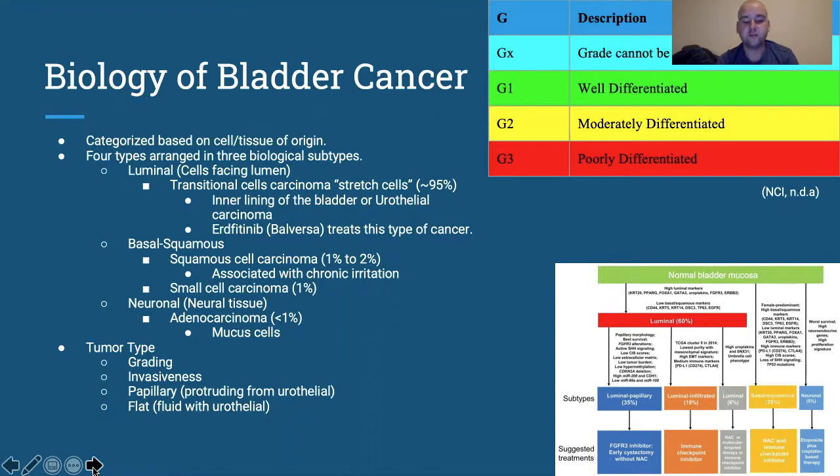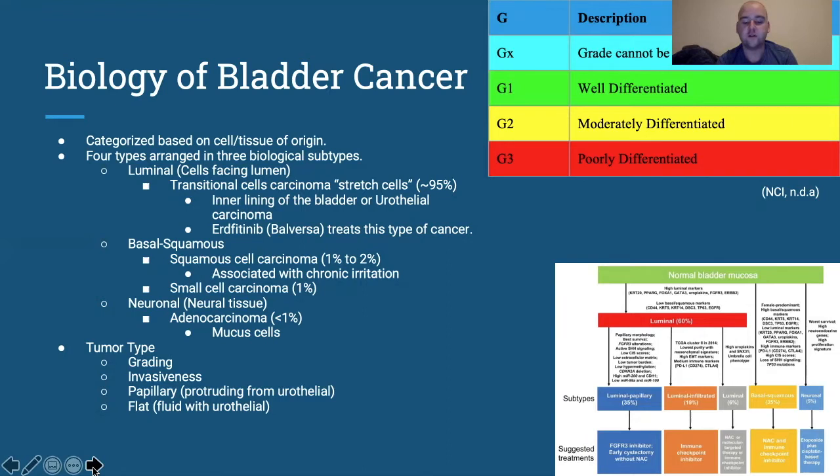Another type, which is much less common and occurs in 1 to 2% of diagnoses, is squamous cell carcinoma. This is associated with chronic irritations such as long-term catheter use, UTIs, or, in countries of lower socioeconomic status, likely contact with parasites and bacteria in unsanitary conditions. Other less common types include small cell carcinoma and adenocarcinoma. Adenocarcinoma occurs in the mucous cells of the bladder.